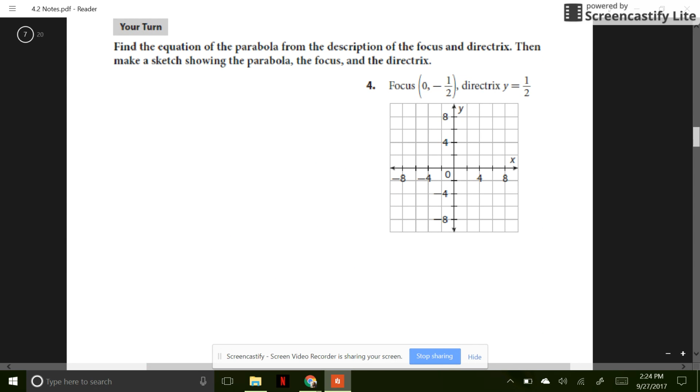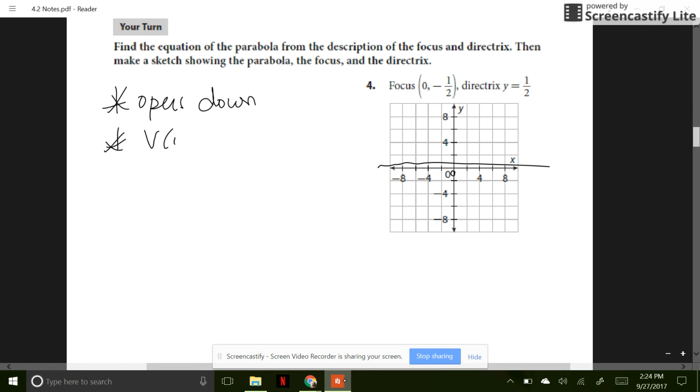Oh boy, this one is hard because if you notice our scale is going by 2's, but our focus is going to be at (0, -1/2). So it's going to be kind of down there somewhere. And then our directrix is at y equals 1/2, so this is going to be somewhere about there. So from those two pieces of information, we know it's going to open down.